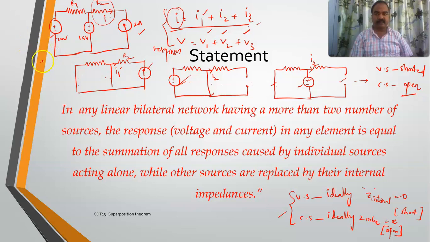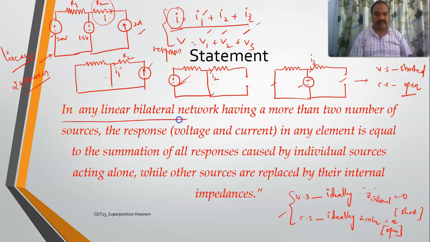Now, when is this applicable? Your network must be a linear network. And there are more sources. So I'll take 2 plus sources. If it is one source, then what is the need of the superposition theorem? You don't need it, right? So that's why, see now the statement.